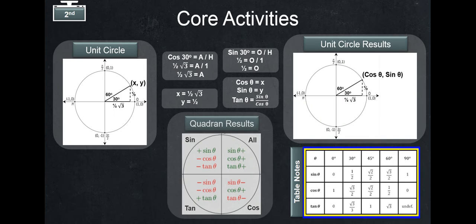If we count all the special angles up to 360 degrees, it will be seen that in quadrant 1 all values have positive results. In quadrant 2 only sine values have positive results. In quadrant 3 only tangent values have positive results. In quadrant 4 only cosine values have positive results.